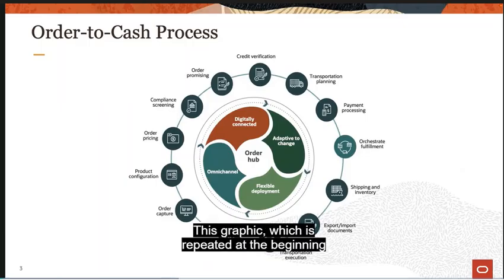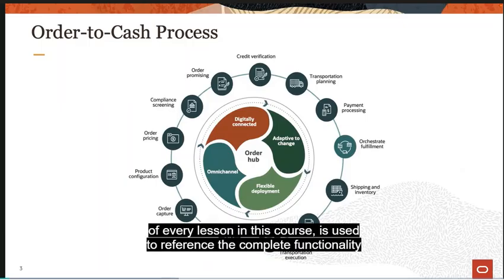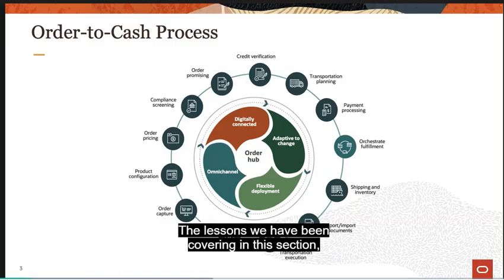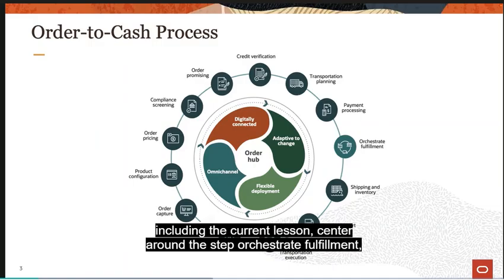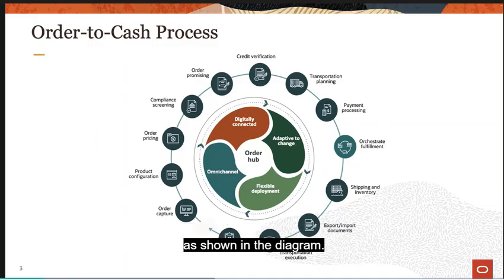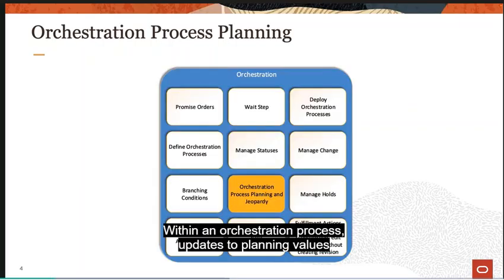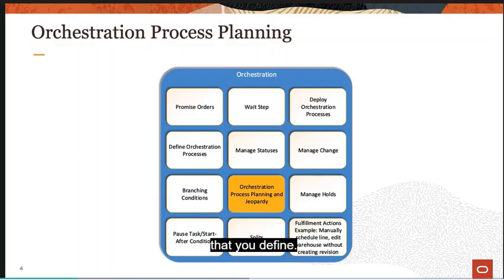This graphic, which is repeated at the beginning of every lesson in this course, is used to reference the complete functionality that is available in the Order Management Cloud's order-to-cash flow. The lessons we have been covering in this section, including the current lesson, center around the step Orchestrate Fulfillment as shown in the diagram. Within an orchestration process, updates to planning values can be processed automatically, or you have the option of scheduling them for processing at particular intervals that you define.